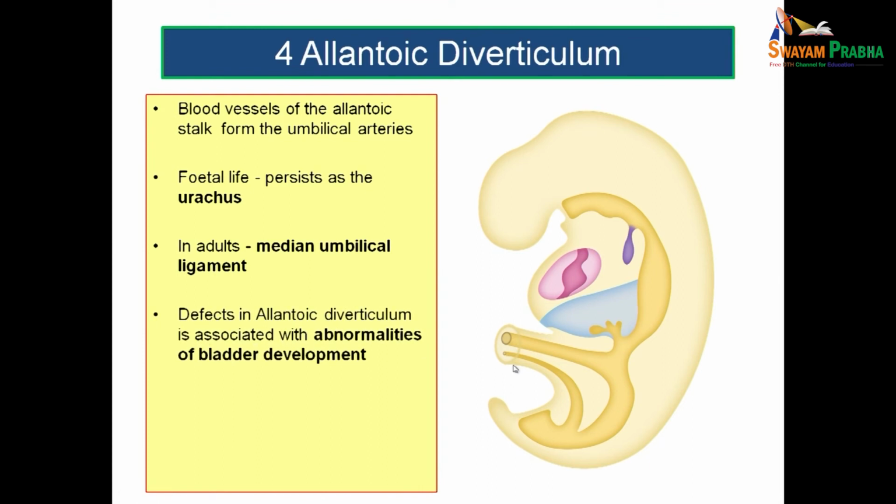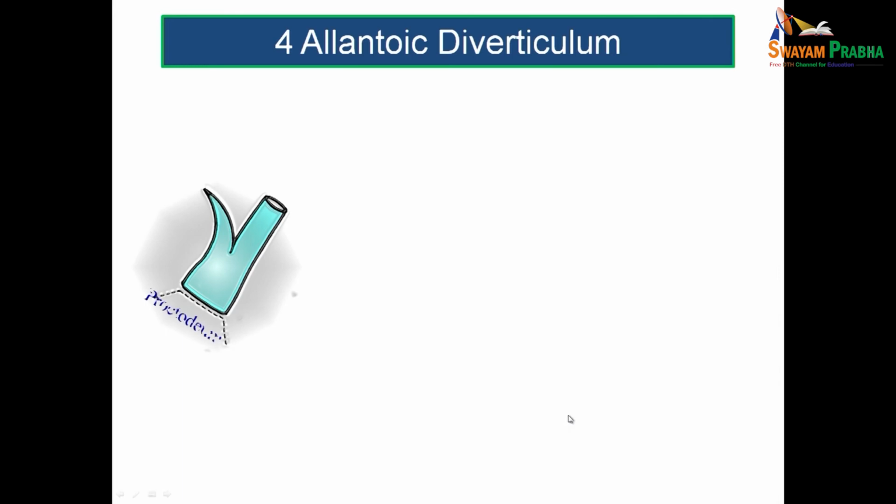Now, defects in the allantoic diverticulum. Suppose the allantoic diverticulum persists, or any sinus develops in the allantoic diverticulum, or any cyst develops in this region, this will usually be associated with abnormalities of the urinary bladder, because the urinary bladder is actually connected to the allantoic diverticulum. So, let us have a quick look.